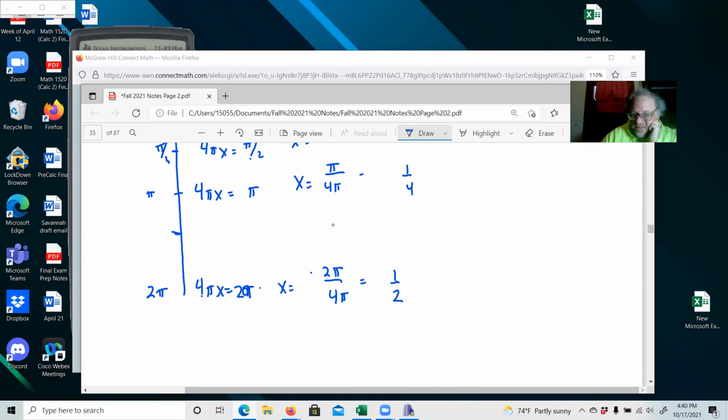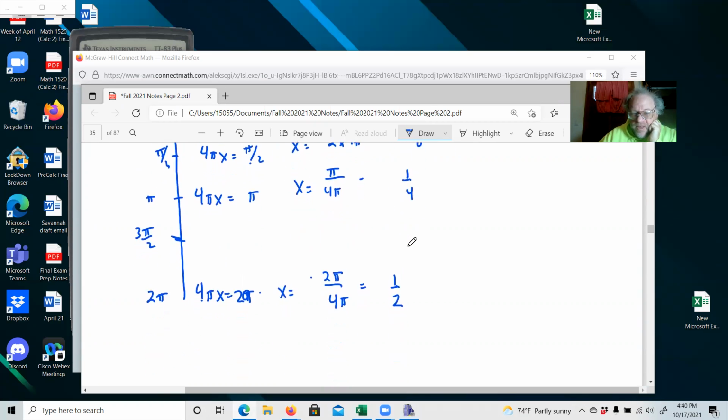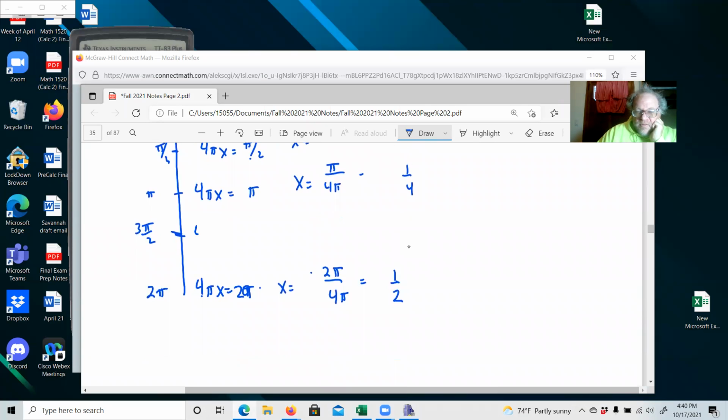You want to take a guess? 3 over 8. So we have 4 pi x equals 3 pi over 2. Divide both sides by 4 pi, so we get x equals 3 pi over 4 pi times 2. Pi's cancel, and we end up with 3 over 8. What do you know?